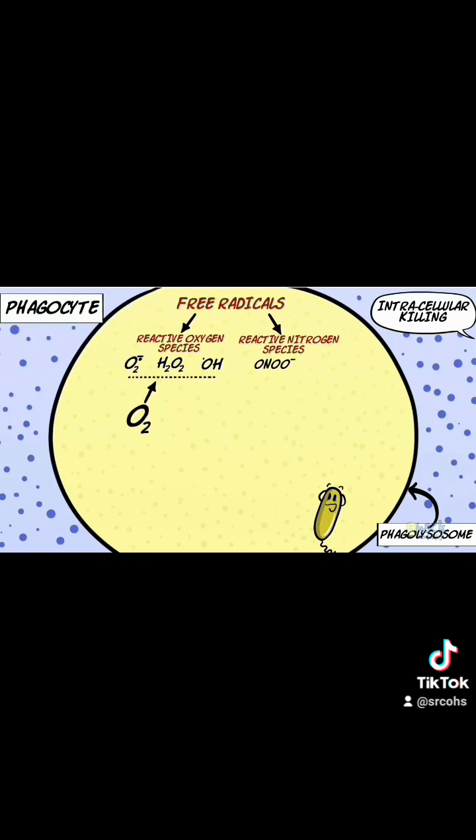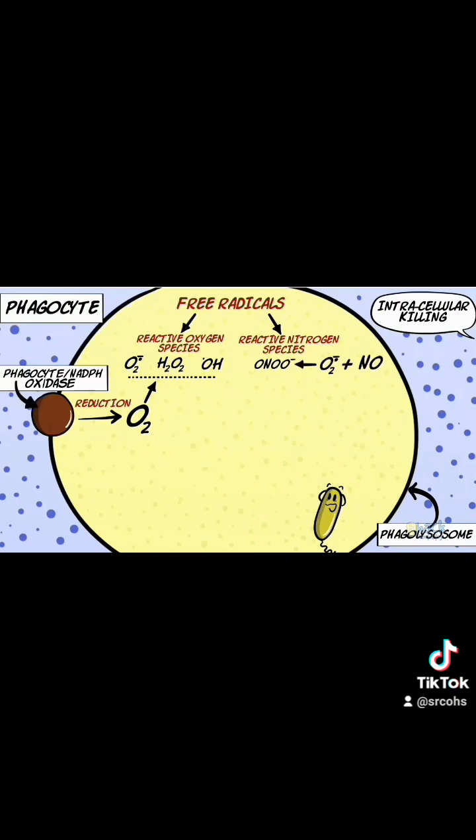The killing or elimination of microbes is accomplished by chemicals called free radicals, which are essentially of 2 types, the reactive oxygen species and the reactive nitrogen species. Reactive oxygen species are derived by reduction of oxygen by an enzyme called phagocyte oxidase or NADPH oxidase. And reactive nitrogen species are derived from nitric oxide combining with superoxide.